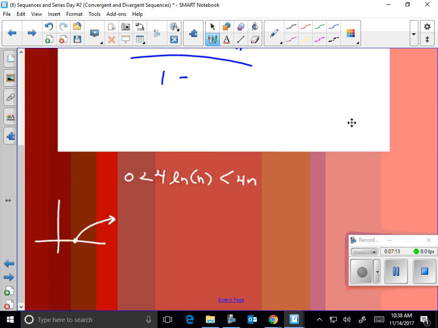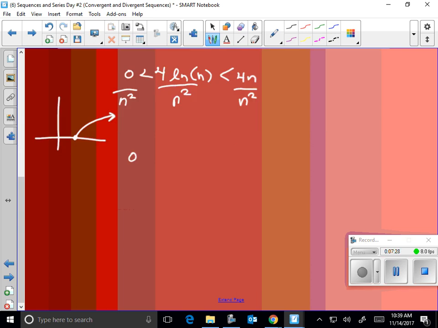Now, this isn't quite what I have. I have over n squared. So I'm just going to put everything over n squared. And then I'm going to take the limit of those as n goes to infinity. Now, let's clean this up a little bit. 0 over n squared is still going to be 0. I'm going to take the limit as n goes to infinity of all of these. Well, what's the limit as n goes to infinity of 0? 0. It'll stay 0. Limit as n goes to infinity of 4 natural log of n over n squared. I don't know what that is. Do you? I don't either. I don't really care, but I do know this.